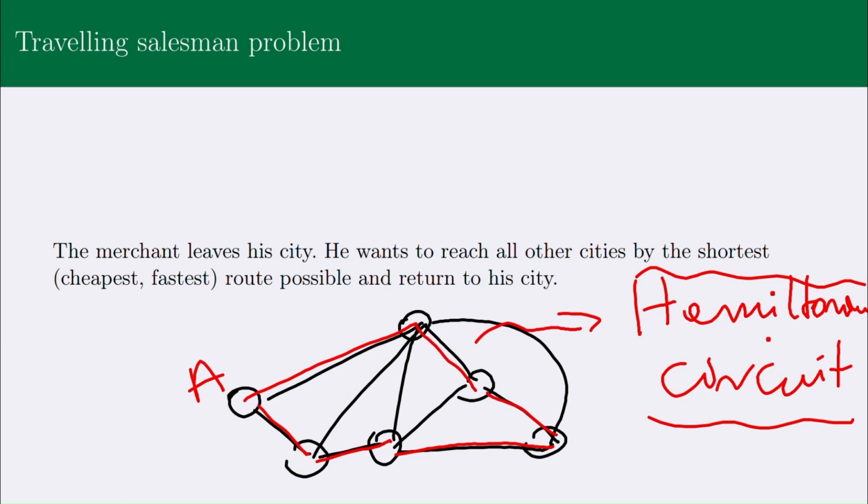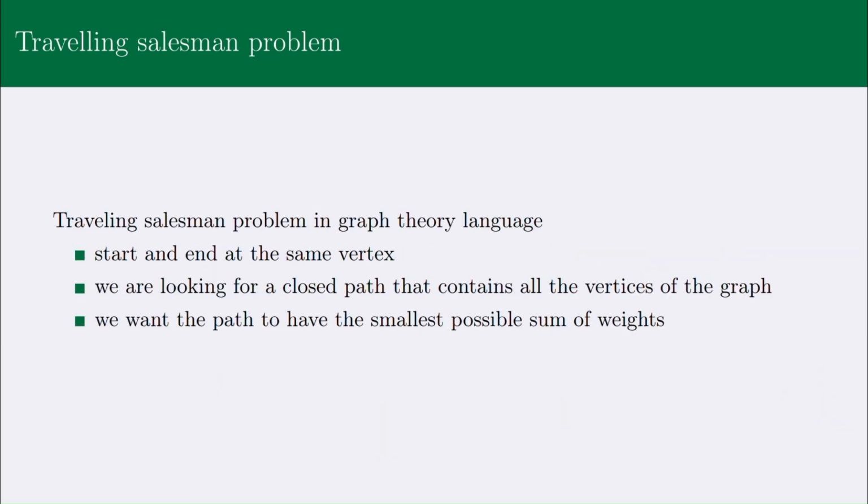So in the previous problems, we thought about Eulerian graphs. In this problem, we will focus on Hamiltonian graphs. So, the traveling salesman problem in graph theory language: we start and end at the same vertex. We are looking for a closed path that contains all the vertices in the graph, and we want the path to have the smallest possible sum of weights. So as I told you, we are looking for a Hamiltonian circuit.